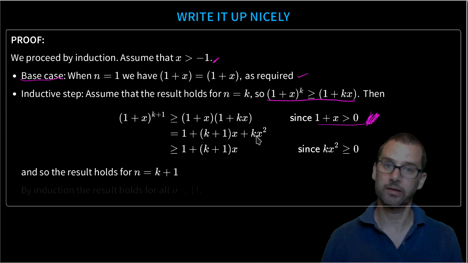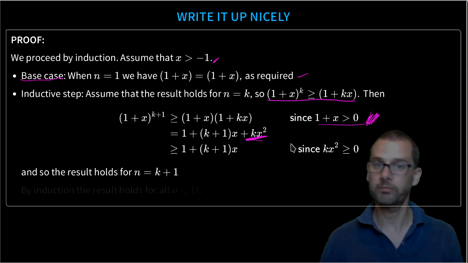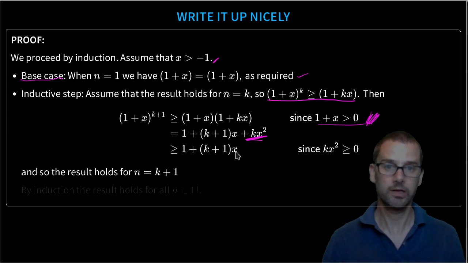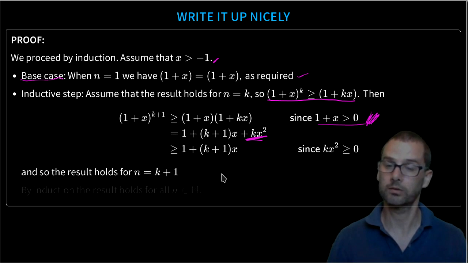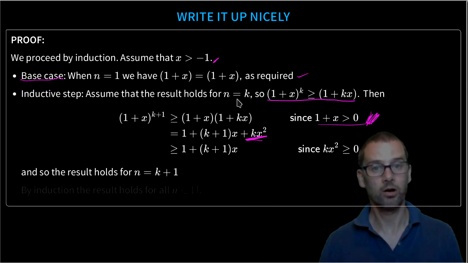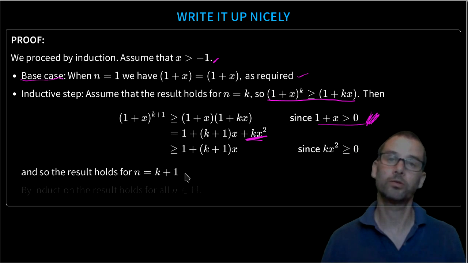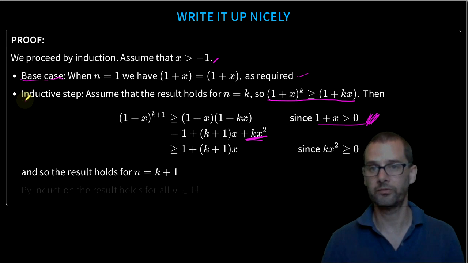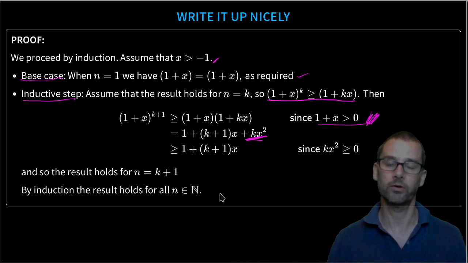And then we just expand things out, and since this term here is bigger than or equal to 0, we can just drop it and we get the inequality we want. So the result holds for n equals k plus 1. So when it holds for n equals k, then it holds for n equals k plus 1. So we've proved the inductive step. And so by induction, it works for all natural numbers n, as we want.